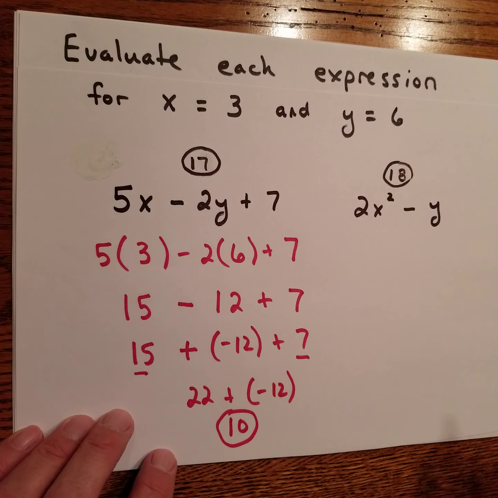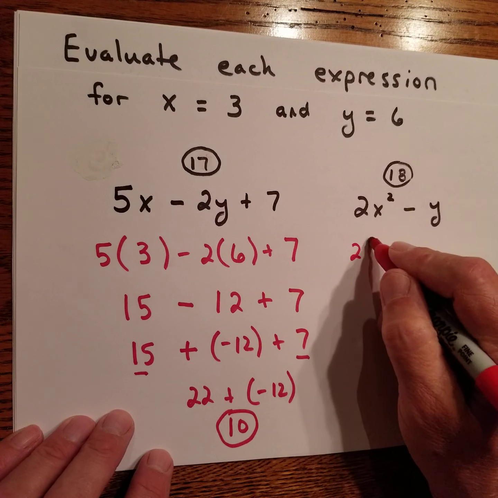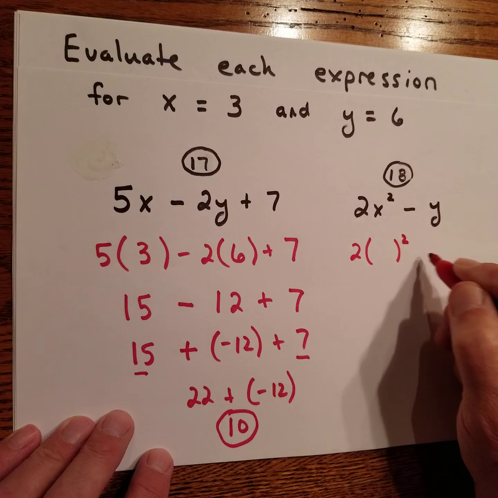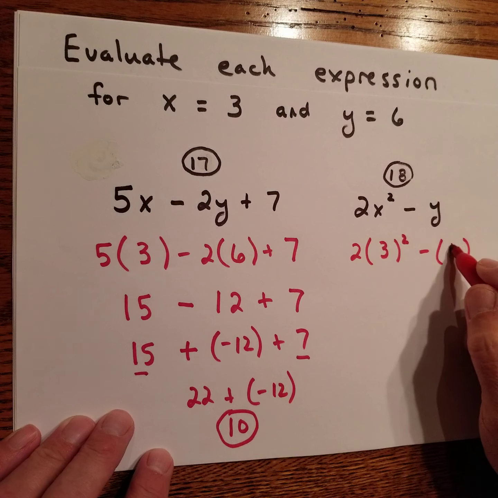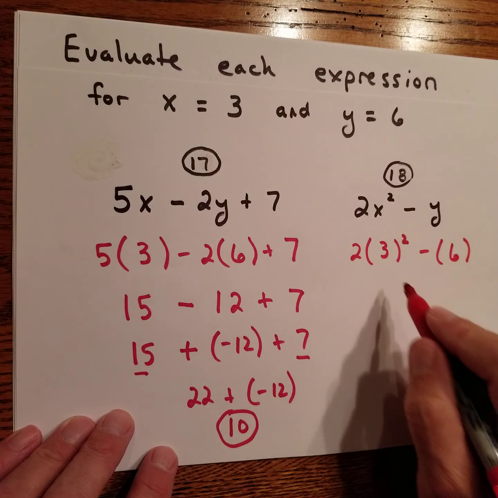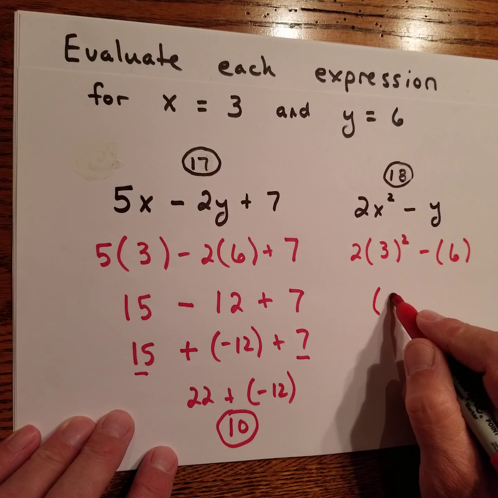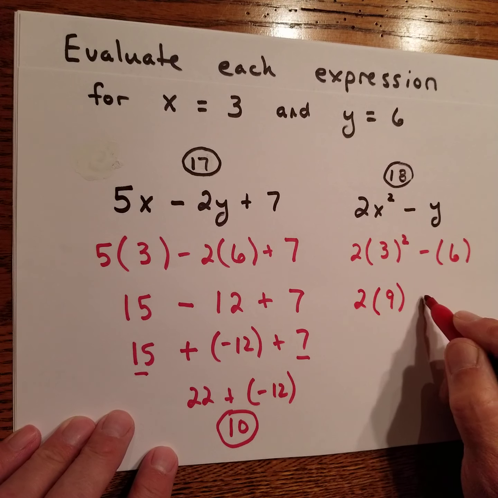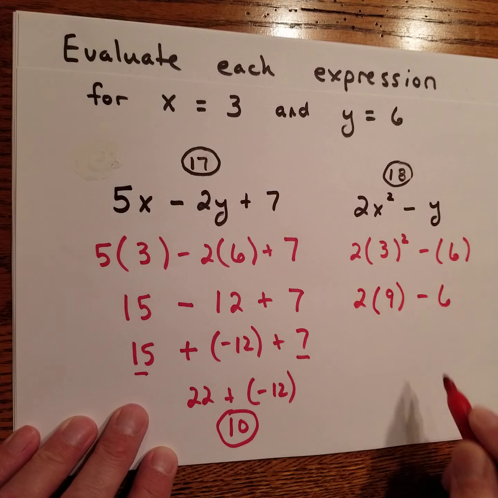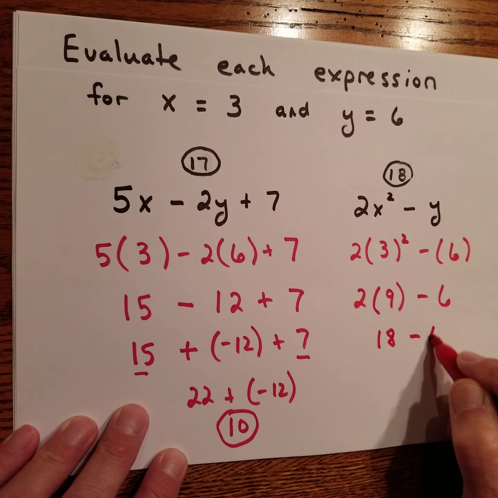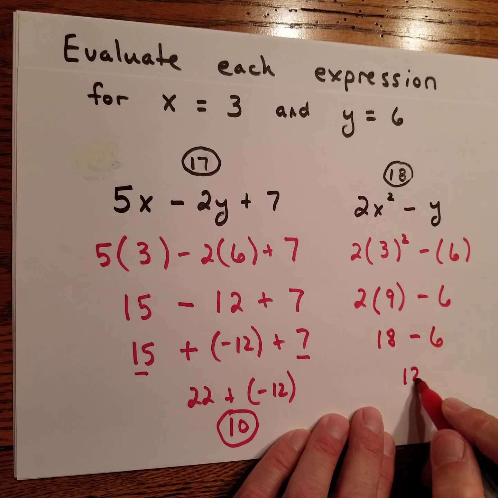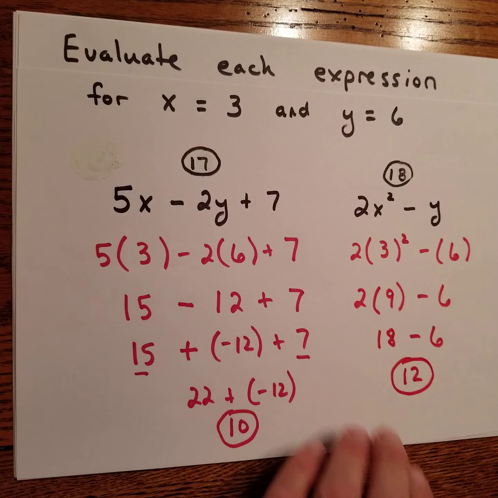There's 17, here comes 18. We'll go 2x squared minus y. X is 3, y is 6. Do the exponent first. 3 squared is 9, copy, copy. Multiply and subtract. Got it.